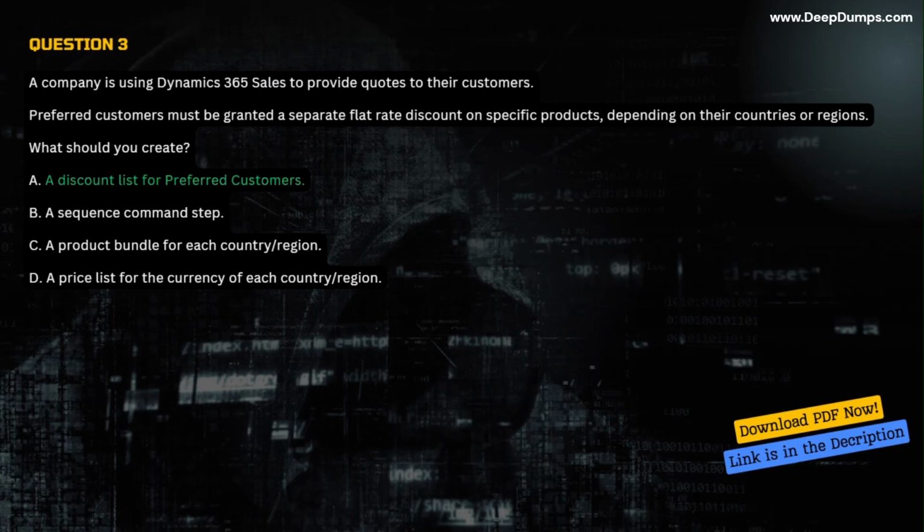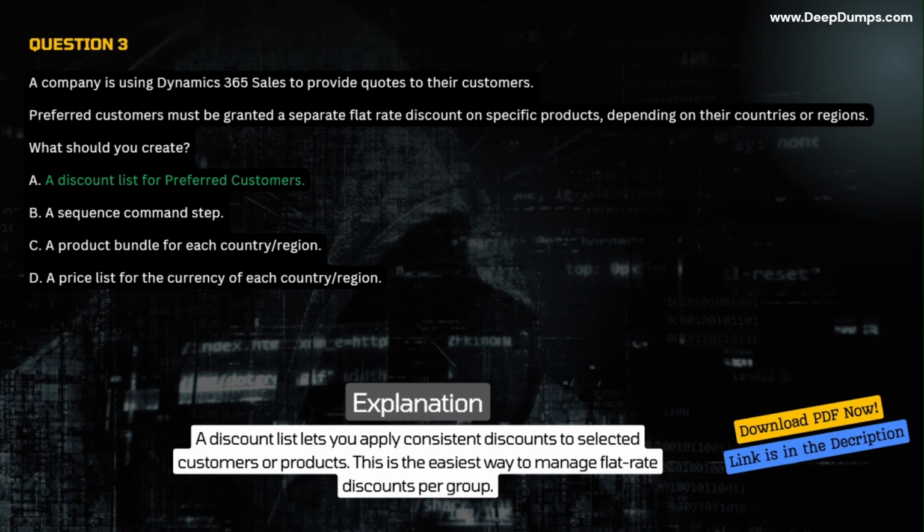Correct answer A. A discount list for preferred customers. Explanation. A discount list lets you apply consistent discounts to selected customers or products. This is the easiest way to manage flat rate discounts per group.